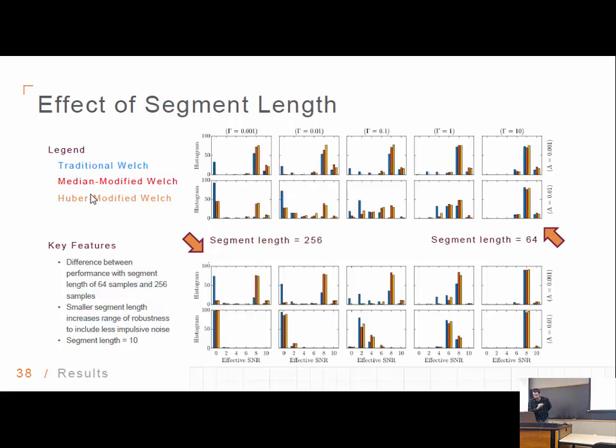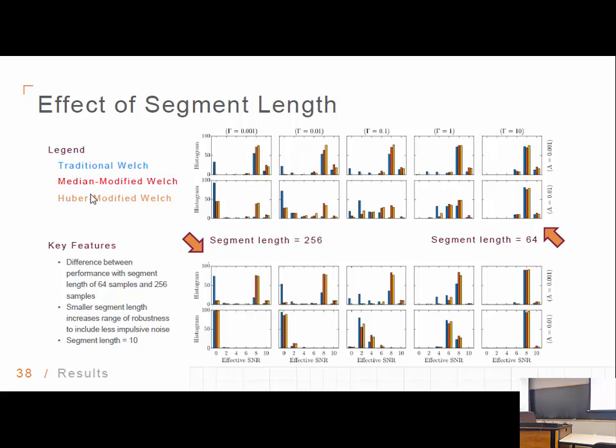Where it gets a little more interesting is segment length. By default, I've been showing plots with 256 segment length. And if we reduce that to 64, we get this. So here in this scenario on the third row, none of the methods were ever able to detect the signal. They always had 0 effective SNR.